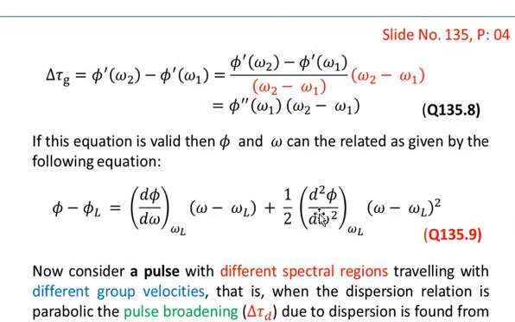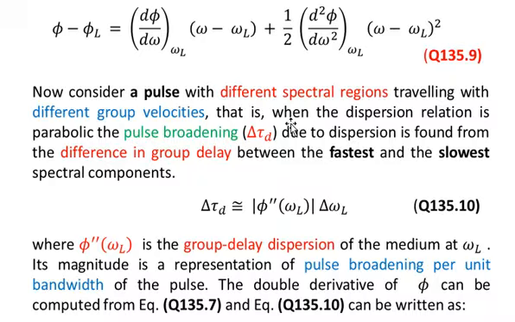Okay, so you see that I have explained how we wrote down the dispersion relation for the single pulse. Now consider a pulse with different spectral regions. That is, the pulse consists of different frequencies traveling with different group velocities. So here we are assuming that a pulse consists of different spectral regions, that is, different frequencies, omegas, and in addition, that the different frequencies in the pulse are traveling with different group velocities.